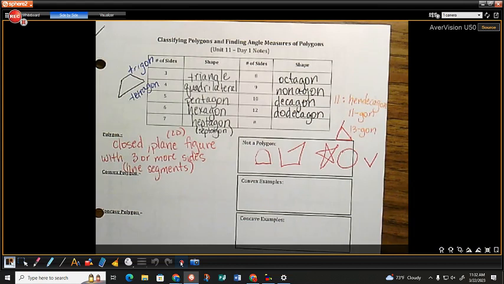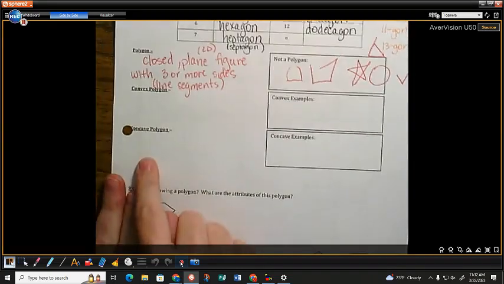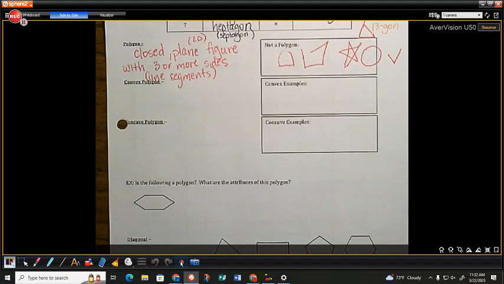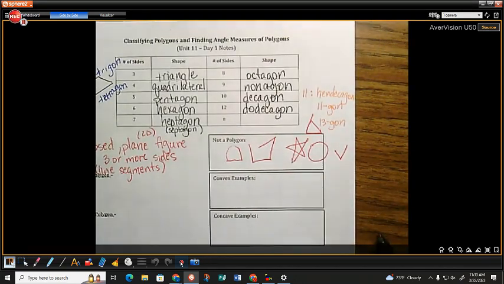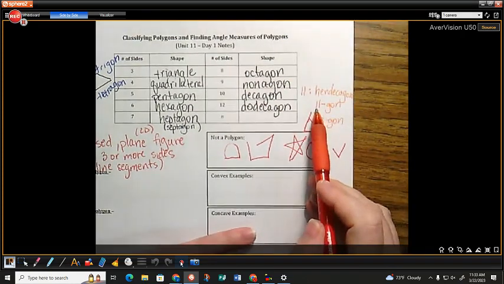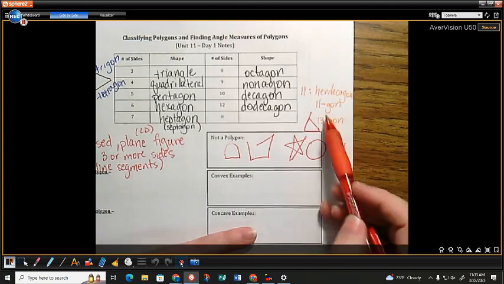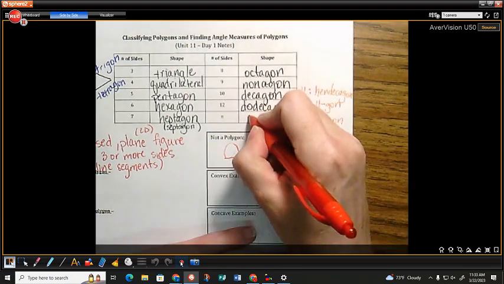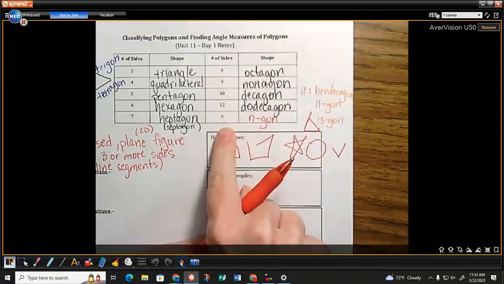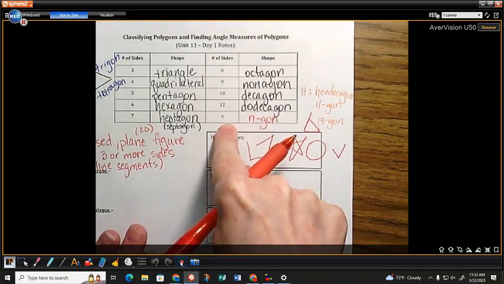Now, we further subdivide the polygons into two groups. You are either convex or you are concave. Well, okay, if we had an 11-gon for 11 sides, and a 13-gon for 13 sides, what do we call it if we don't know the number, but we know there is a number? An n-gon, because it has n number of sides.